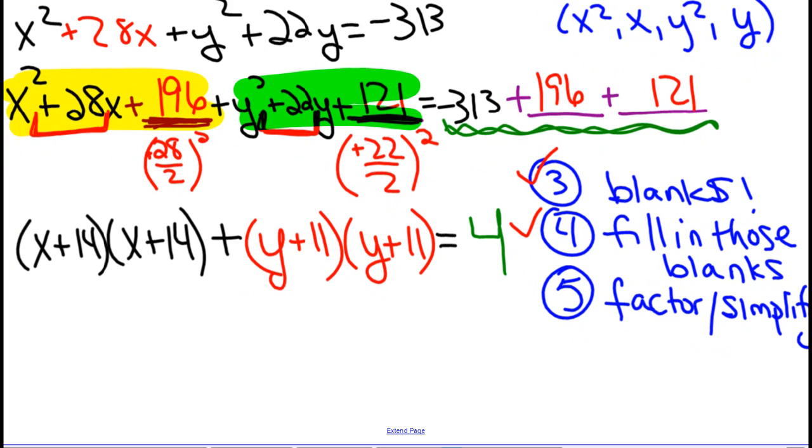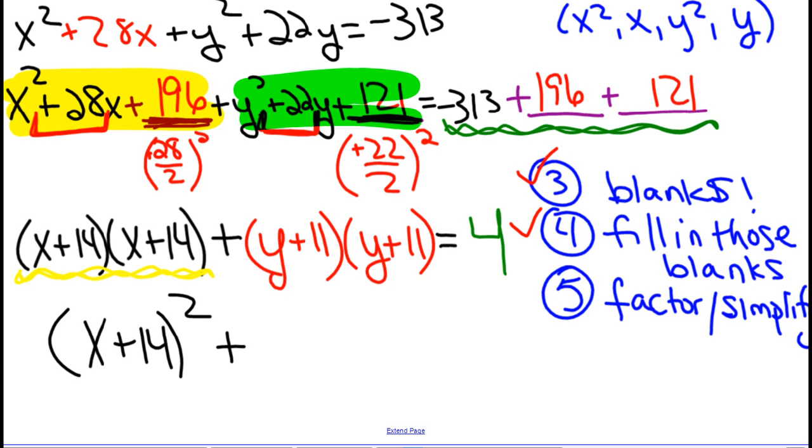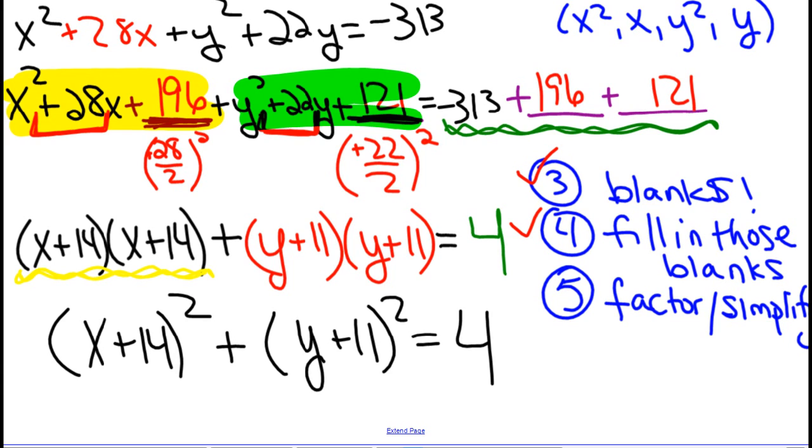So here's what we got. We have to remember that when I'm multiplying 2 things that are exactly the same, like 5 times 5, I can write that as 5 squared. So when I have x plus 14 times x plus 14, I can write that as x plus 14 quantity squared plus y plus 11 quantity squared equals 4. So my step 5, completely done. I've factored and I've simplified.